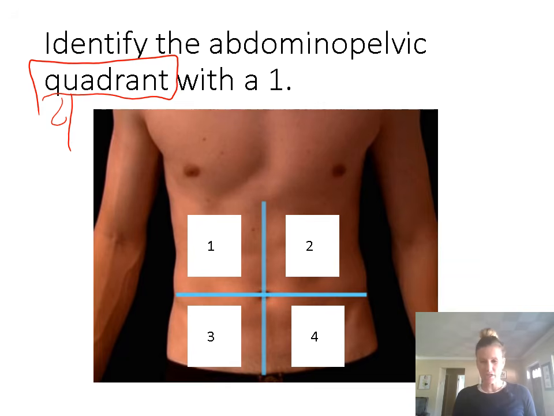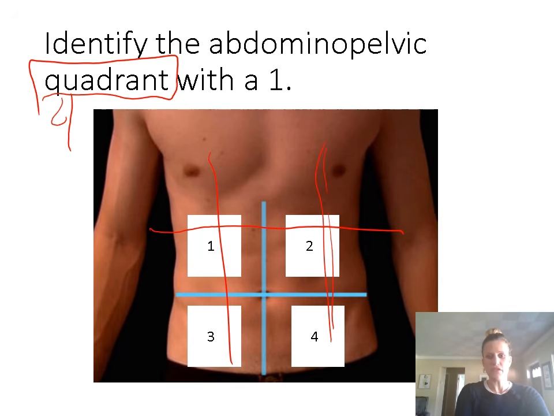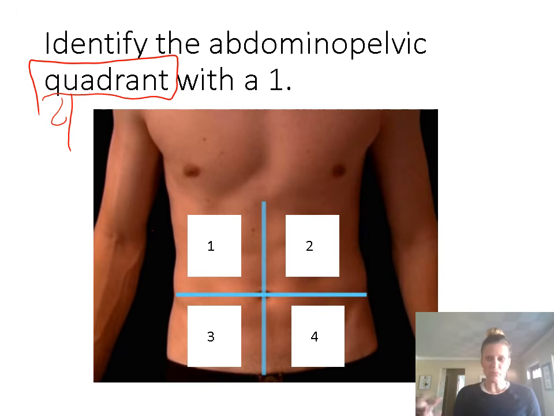There are 9 regions. For the regions, remember we drew a tic-tac-toe board with lines just inside the nipples, and then lines underneath the ribs and at the top of the hips. That's how we made the regions. But to make the quadrants, which are bigger and more simple, you just draw a plus line that intersects at the belly button, or the umbilicus. Again, these are a lot easier to deal with. I like to use these more frequently because it's just much easier.